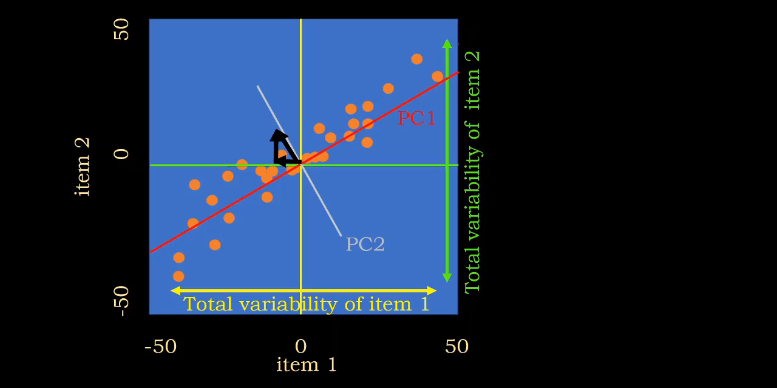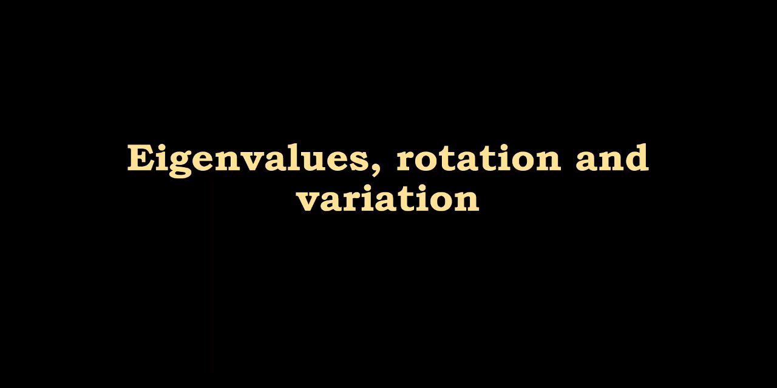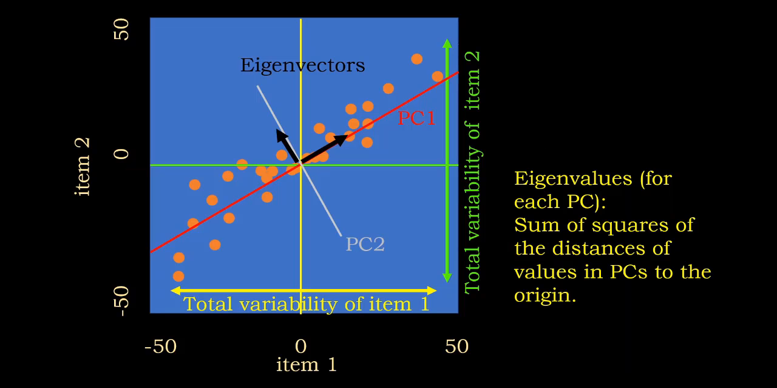We have the eigenvector and the factor loadings. And in this case, the factor loading is negative 0.49. That's the factor loading of item 1 in principal component 2. And the factor loading of item 2 in principal component 2 is 0.87. Now let's move to eigenvalues, rotation, and variation. Here we first have the representation of the eigenvectors of the two components.